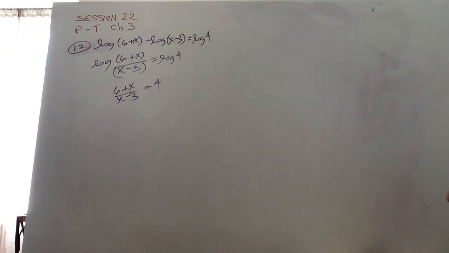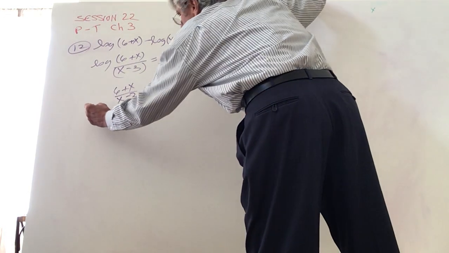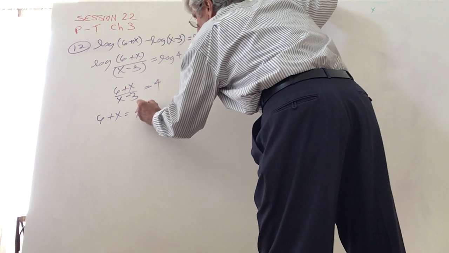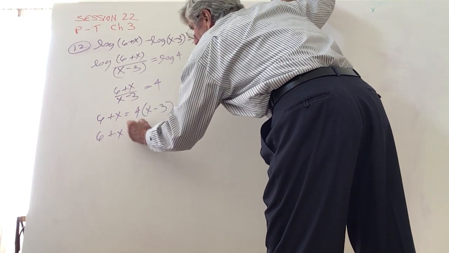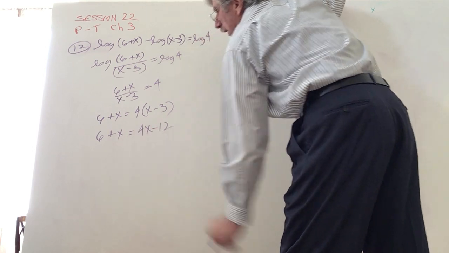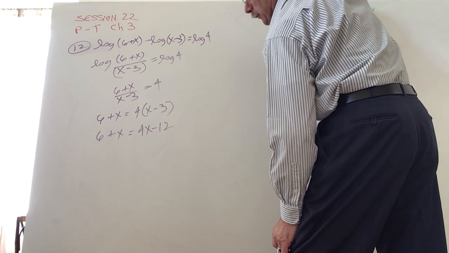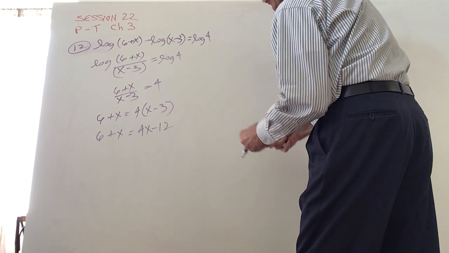From here, you'll probably want to just multiply both sides by x minus 3. And this is 6 plus x equals 4 times (x minus 3). Be careful with the distributive property again, right? 4x minus 12. I would probably subtract x from both sides and add 12 while we're doing it, okay?